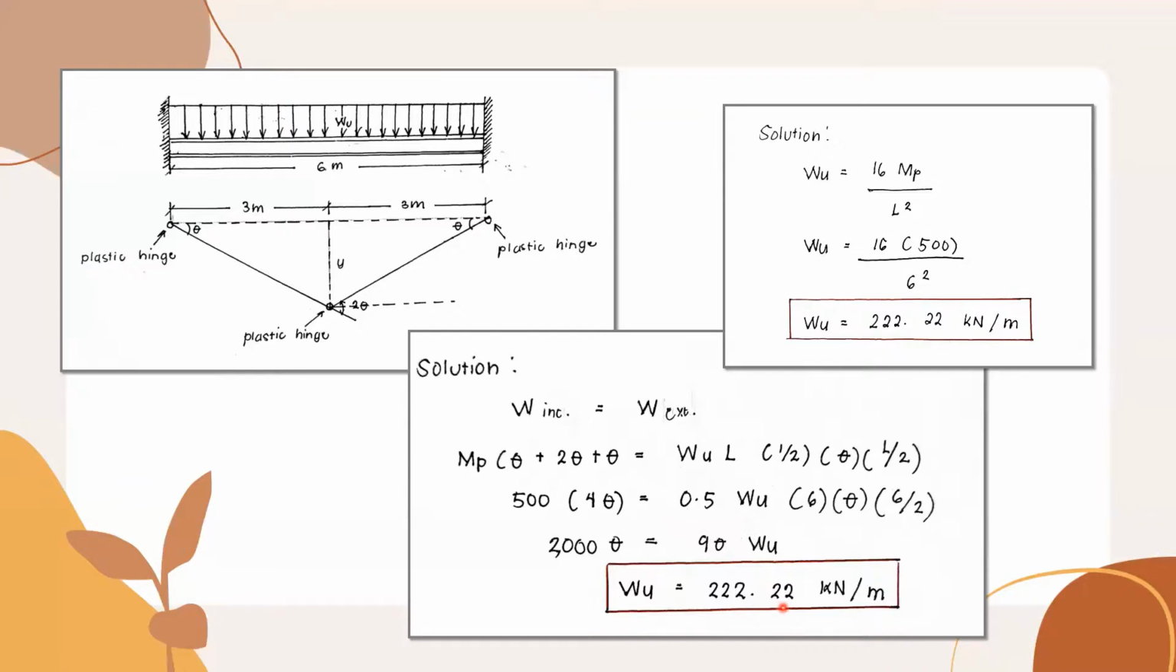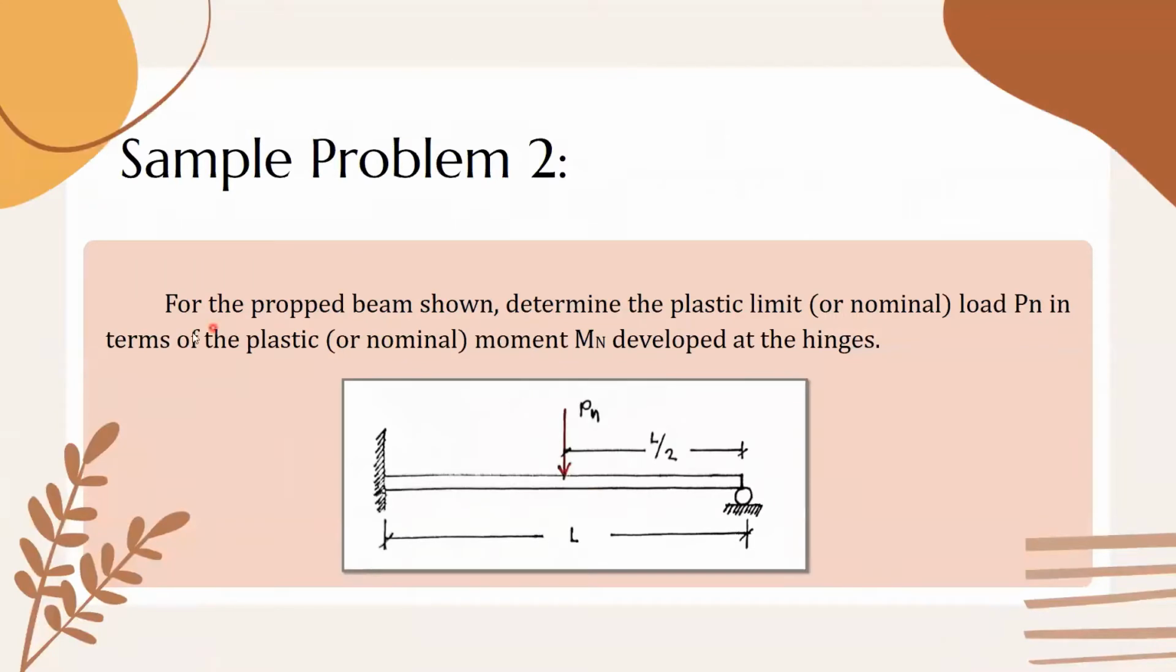Pag kabisado natin yung naging equation natin kanina na W sub U is equals to 16 M sub P over L squared, pag fixed-ended beam na may distributed load, substitute na lang natin yung given na length and plastic moment. So, next problem po. For the prop beam shown, determine the plastic limit or nominal load P sub n in the terms of plastic or nominal moment M sub n developed at the hinges. So, yung P sub n natin, makikita natin sa figure na nasa midspan siya.